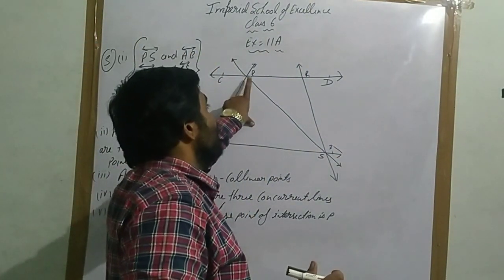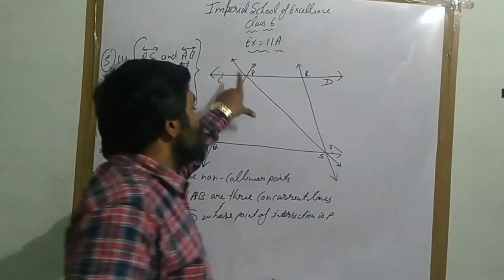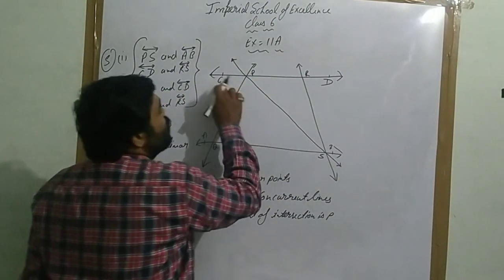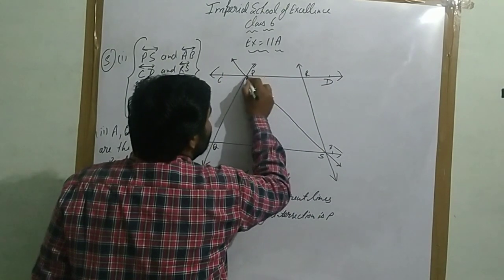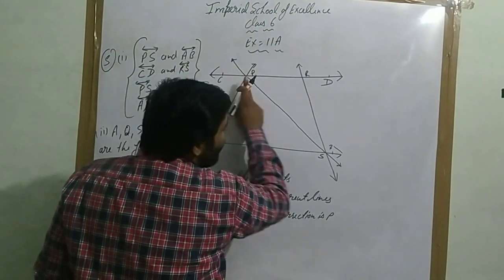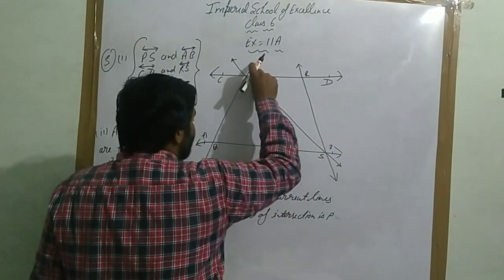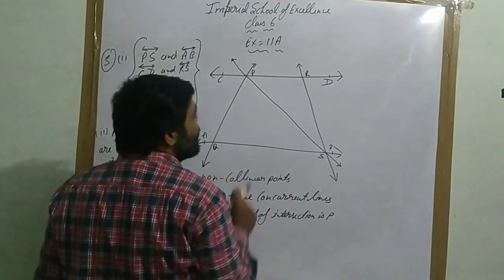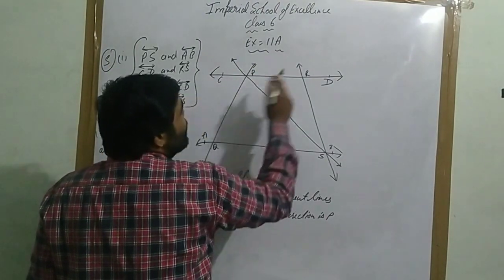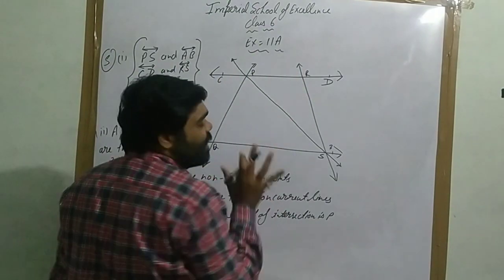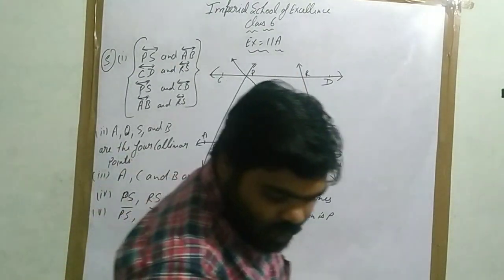You have been given a common point P, and these all three lines are intersecting at P only. You can see CD is also intersecting at P. After that PS is also intersecting at P. PQ is also intersecting at P. Now the next question is given.